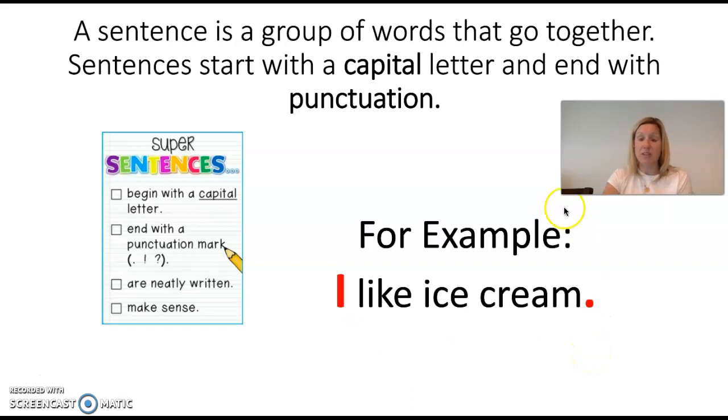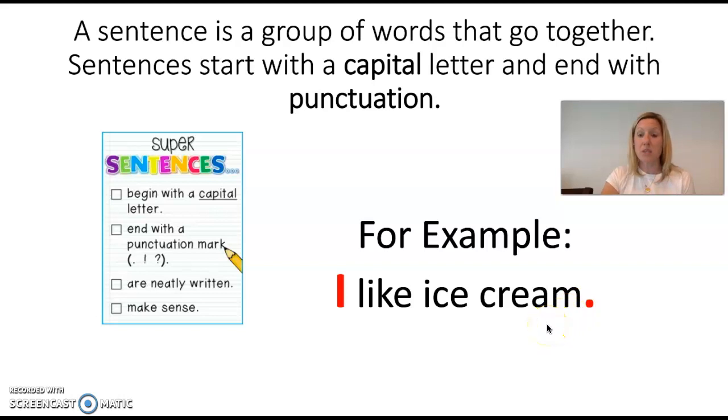And after you write a sentence, you can always go over it with your Super Sentences checklist and make sure that you did it correctly. A sentence should begin with a capital letter. And I can look at our sentence and yes, I can check that box. I started the sentence with a capital I. And a sentence should end with a punctuation mark. So I can look at our sentence and yes, I ended with a period, and that's a punctuation mark.